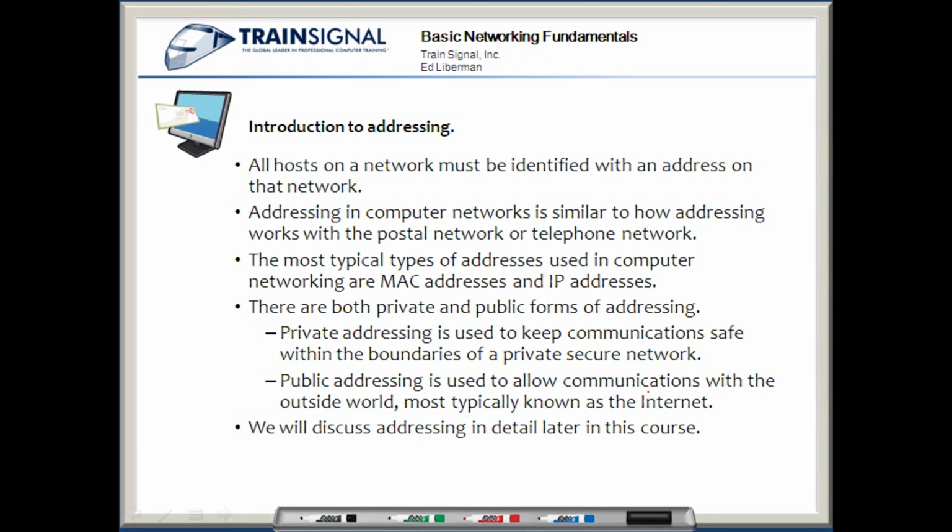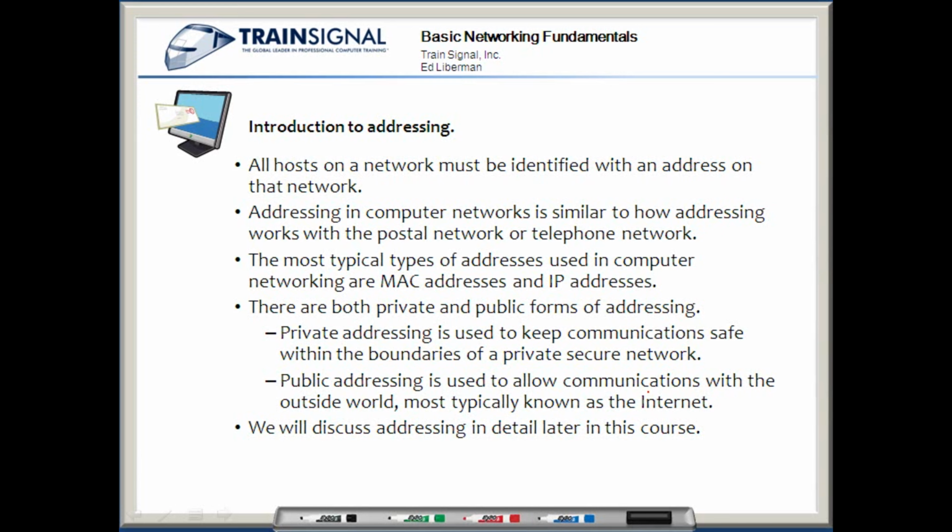This is very similar to how addressing would work either through the postal network or the telephone network, right? In order to mail a letter, you have to address it, right? The recipient of that letter must have an address in order for the postal network to know where to bring it. And the telephone network, if you want to call somebody, you have to know their phone number. If you don't know their phone number, how does the telephone network know how to route your call to the appropriate phone? Well, the same thing holds true in computer networks. Every host on the network must have an address.